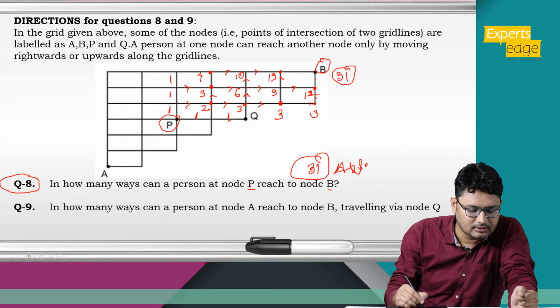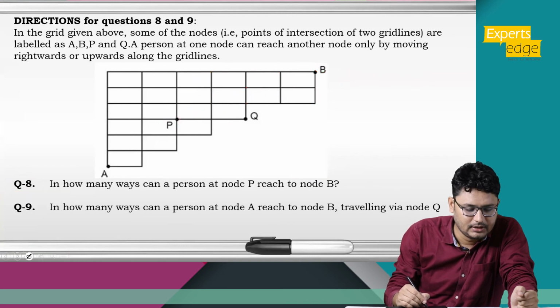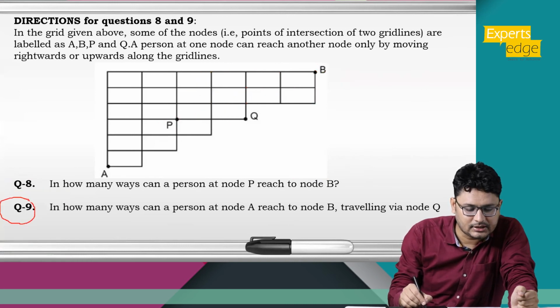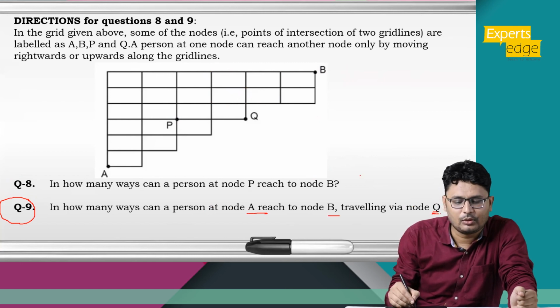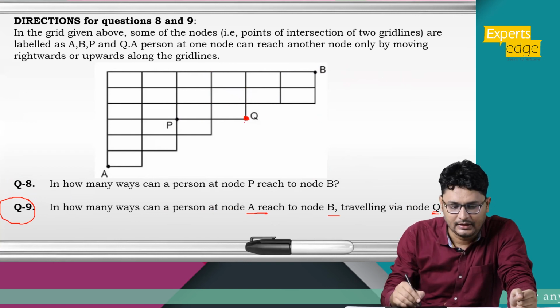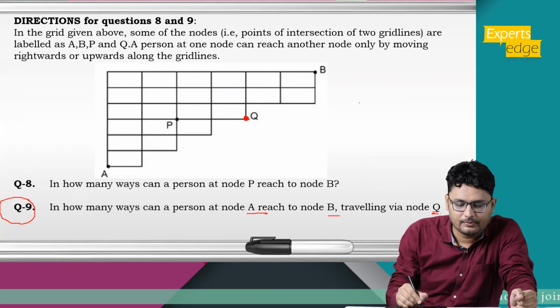I'm erasing it. For the 2nd question, what it says: how many ways can a person travel from A to B traveling via node Q? So from Q we have to go ahead, right? Okay, so let's start from here.